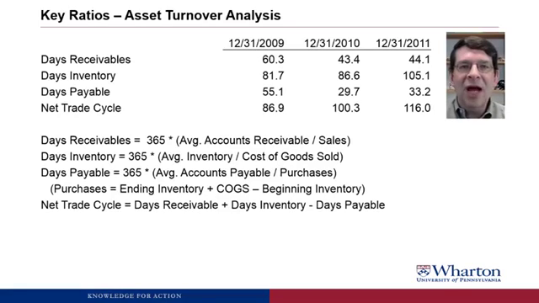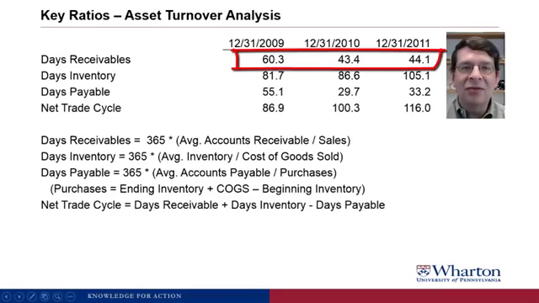So let's start on the top line with days receivable. That's gone from 60 days in 2009 down to 44 days in 2011. The 44 days means that from the time Plainview makes a sale, it takes about 44 days on average until they collect from customers. So it's gone down about 16 days over these 2 years.